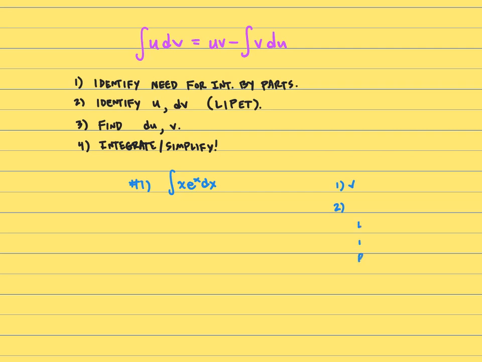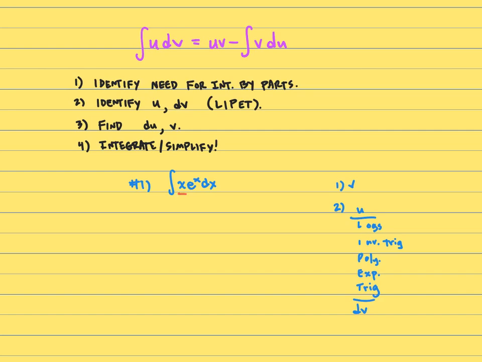Okay, I've got LIPET. I write it in this vertical orientation where L stands for logs, I stands for inverse trig, P stands for any polynomial, E stands for exponentials, and T stands for trigonometric functions. Now u is always up on the priority list and dv is always down. So let's identify the 2 functions that we have.